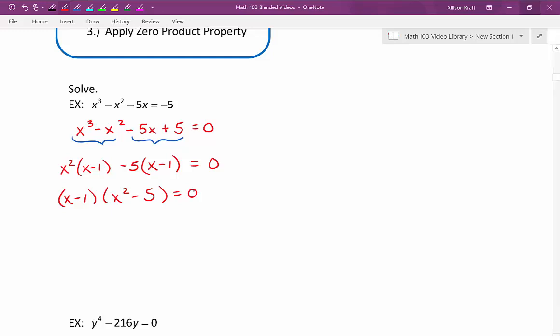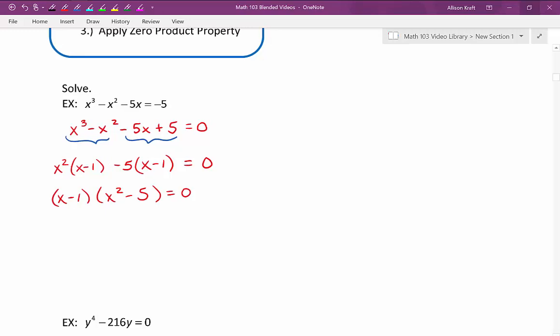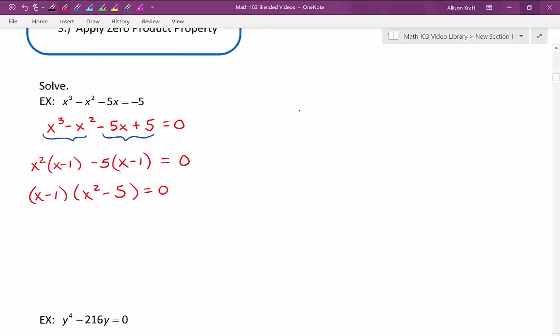After factoring, we see that we have a quadratic factor, and we try to factor it further, but this is not the difference of 2 squares or the difference of 2 cubes, so I cannot factor it any further. At this point, we'll apply the zero product property. x minus 1 equals 0, and x squared minus 5 equals 0. Our first equation is linear. We solve it by adding 1 to both sides. We get x equal to 1.